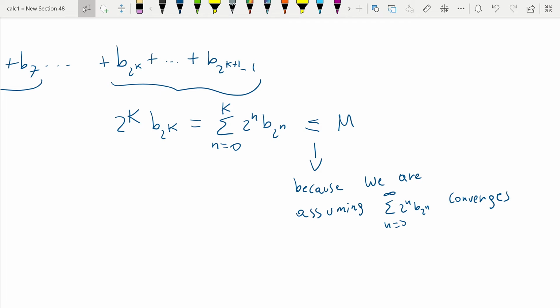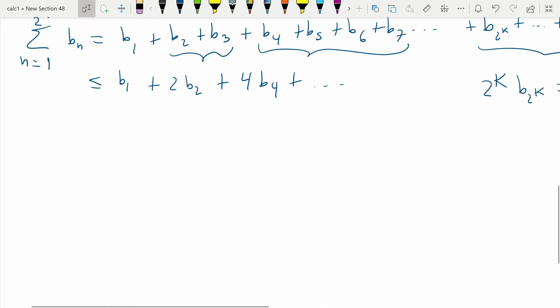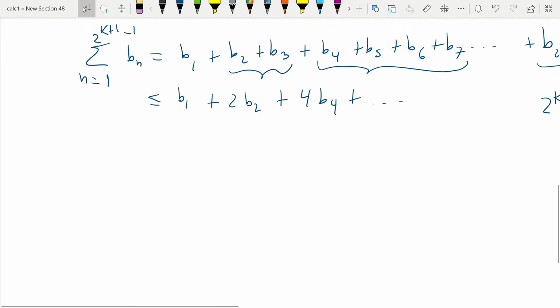if you had a convergent sequence, then it must be bounded. Not all bounded sequences are necessarily convergent. We already had a discussion about it, but every convergent sequence must be bounded. So since we're assuming that this sequence converges, then we have that it's bounded. But we're going to use that in order to show that these partial sums are then bounded.